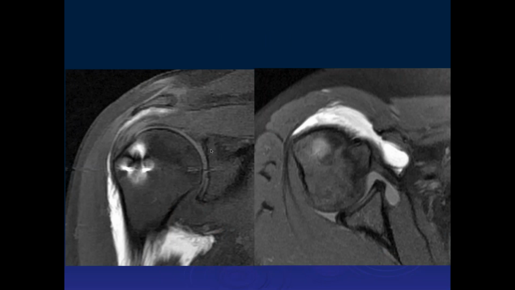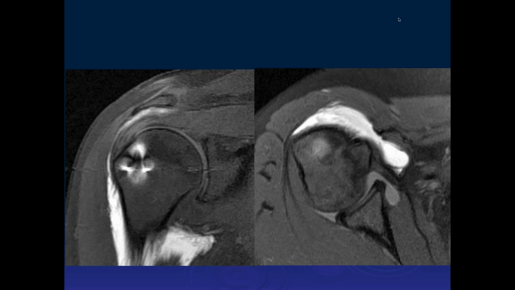That bursa is immediately anterior to the biceps tendon too? It's anterior to the subscapularis. Generally it's not right next to the biceps.